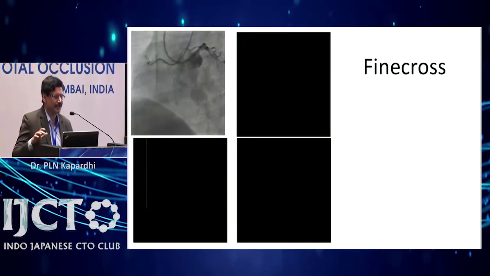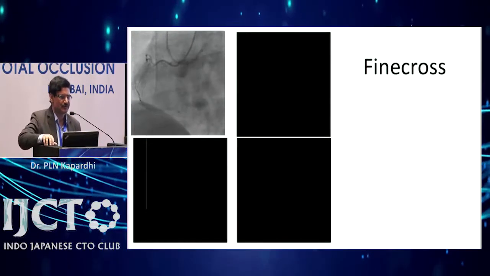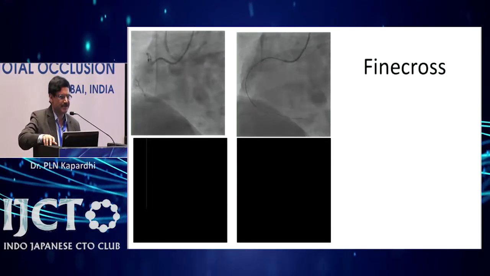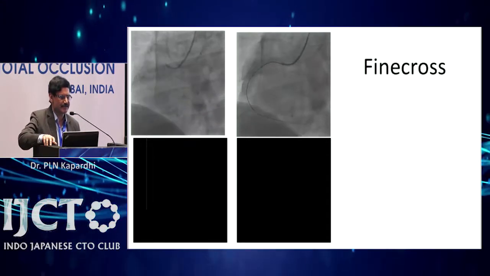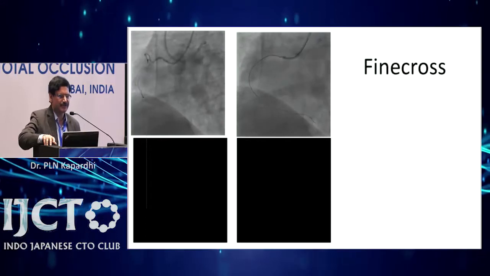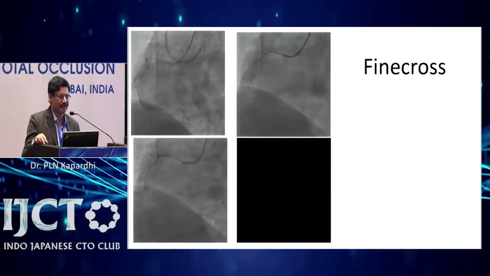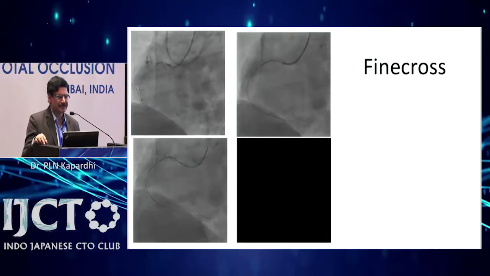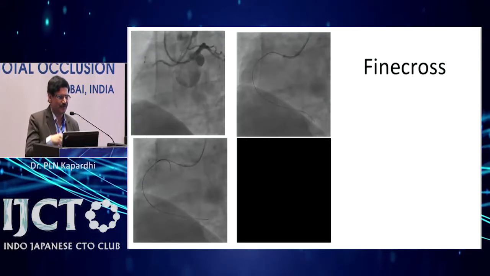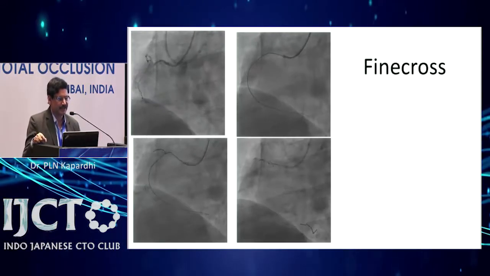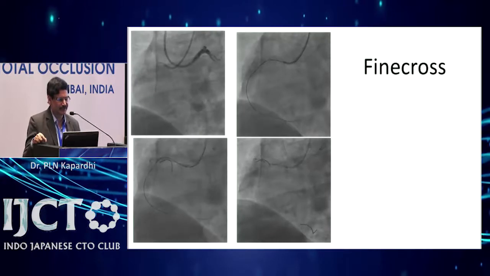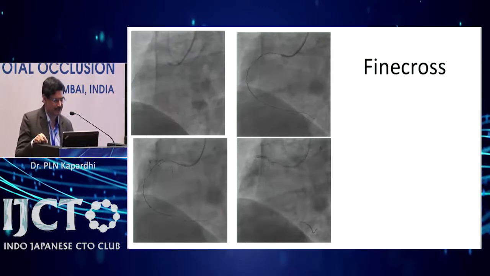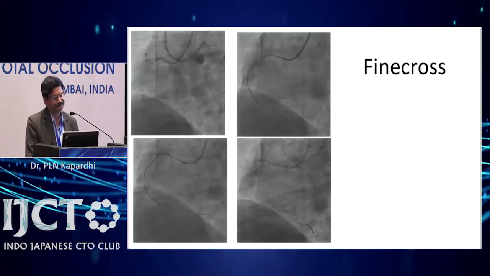This is a lesion where we used the FineCross microcatheter. This is an RCA segment CTO with some microchannels as well as soft islands, and we crossed it with the help of FineCross support. Once the wire was crossed, we wanted to exchange it by crossing the FineCross, so we took anchor balloon support and crossed the CTO lesion with the FineCross, exchanged the soft wire and completed the angioplasty.